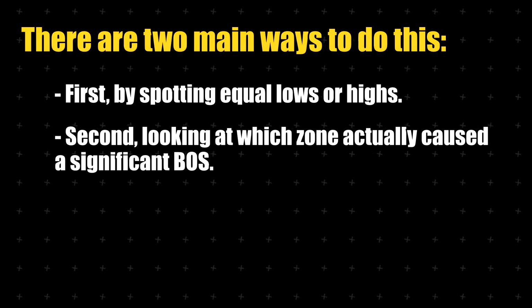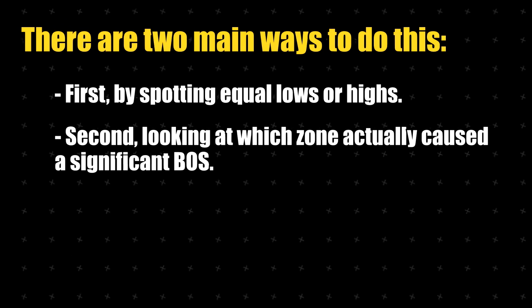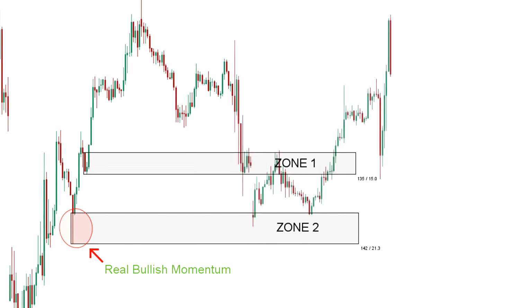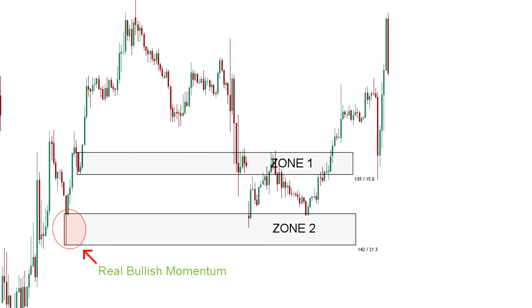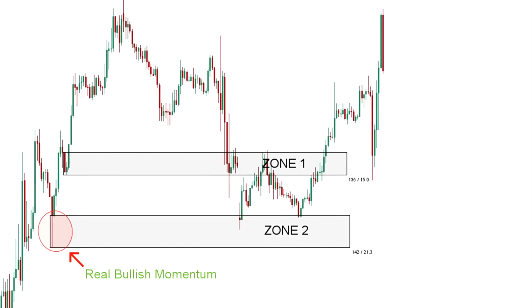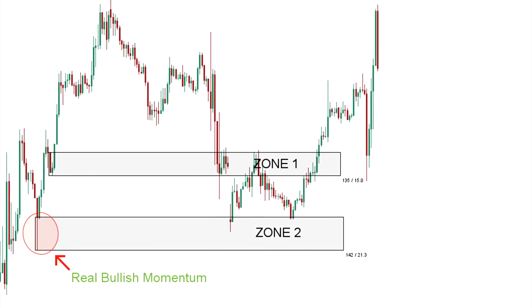comes into play: looking at which zone actually caused a significant break of structure. The zone that generated a strong rally or drop, especially if it hasn't been retested, is likely where real institutional interest lies. Even if the lower zone still has imbalance left, if the higher zone created the strong move, it could still be the ideal entry.